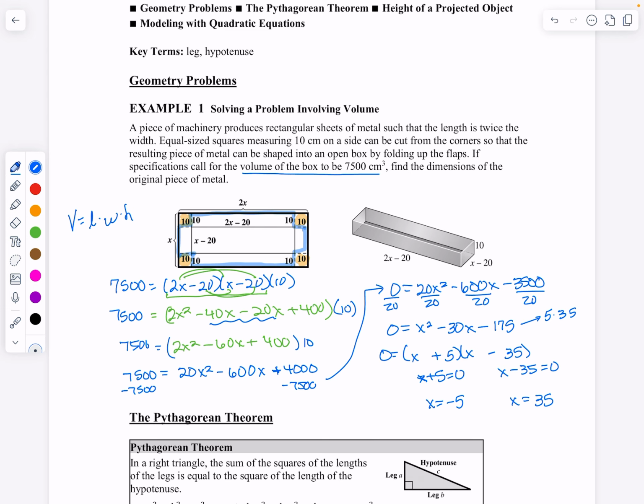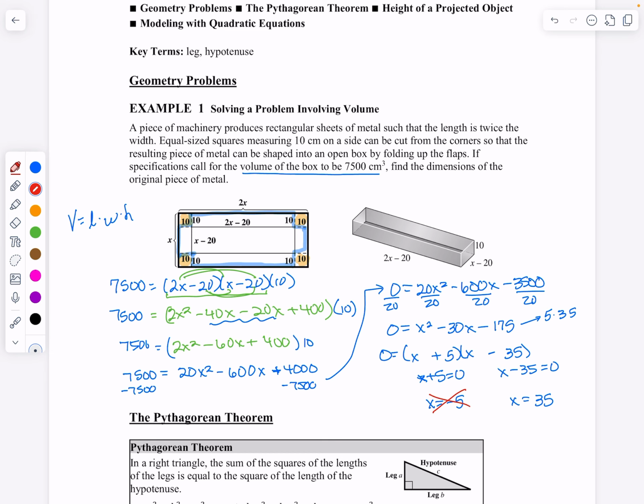So now let's talk about these 2 answers. We started with a squared. So when you start with a squared, you are going to have 2 answers. But let's see if they both make sense. X equals minus 5. Can the distance here be negative 5? You can't ever have a distance of a negative 5. So even though mathematically it works, in reality, you can't do that, okay?